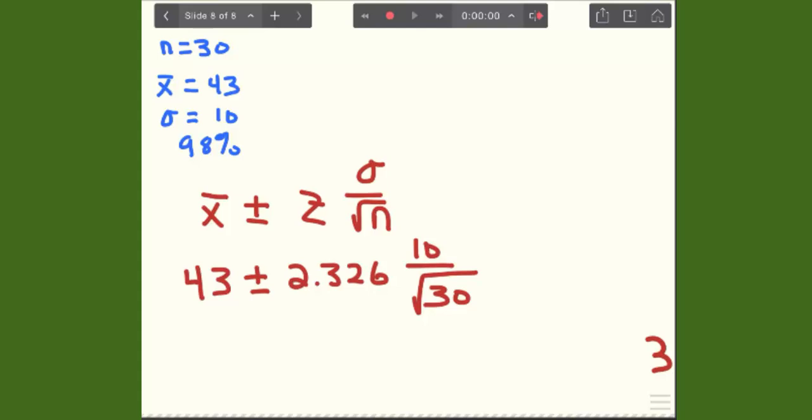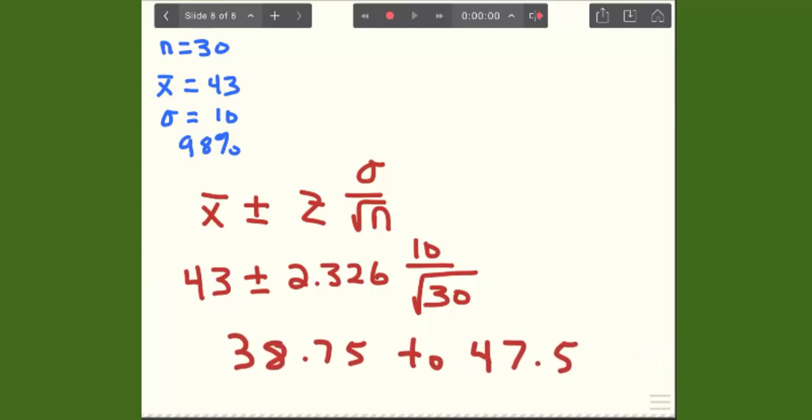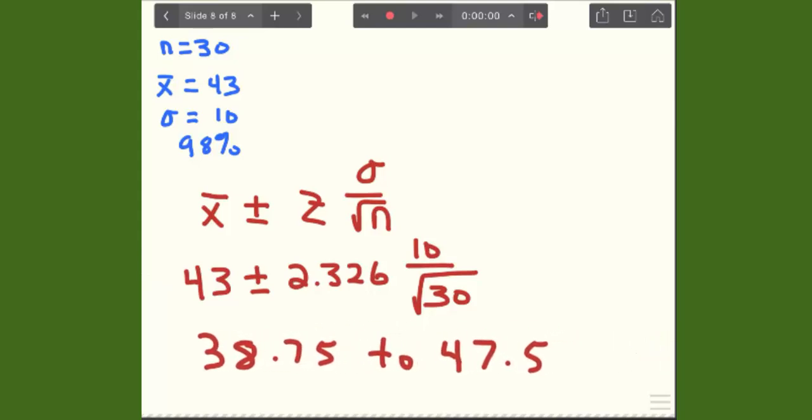Okay, so here's my interval. Again, I've repeated the information. X bar plus or minus the confidence coefficient, which is z, times the standard error, which is sigma divided by the square root of n. Plug the numbers in and calculate. And that's all for this video.